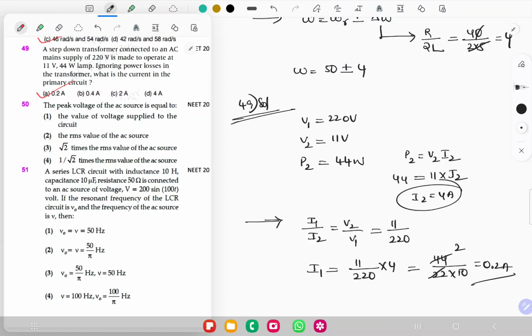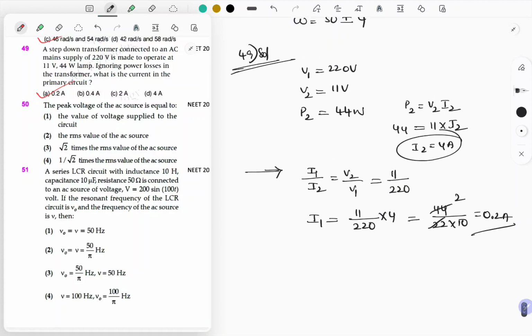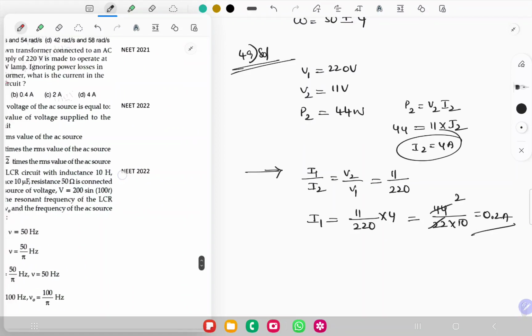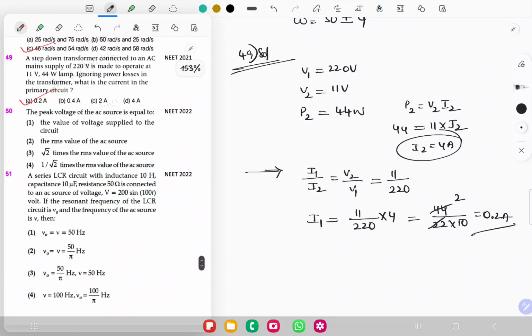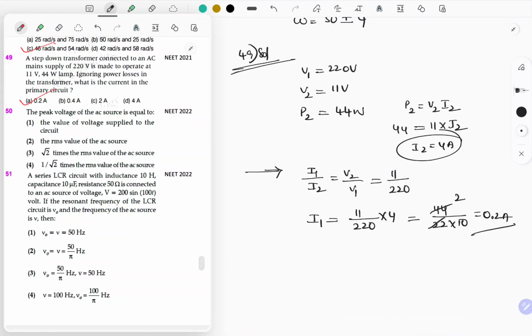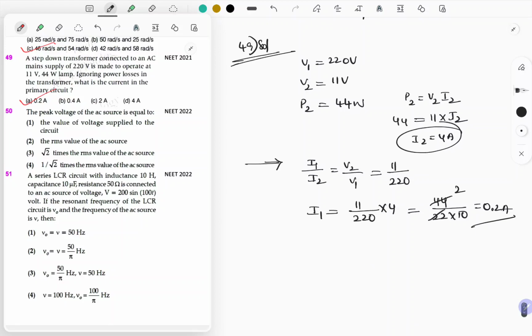Super. Next, question number 50. So question number 50, 2022 NEET question. The peak value of AC source is equal to, it's a direct formula. So question number 50 solution.